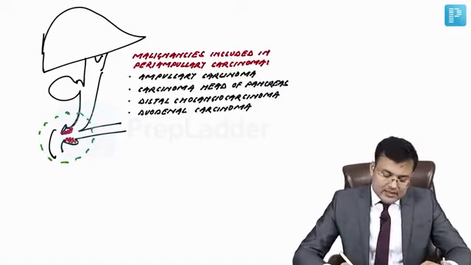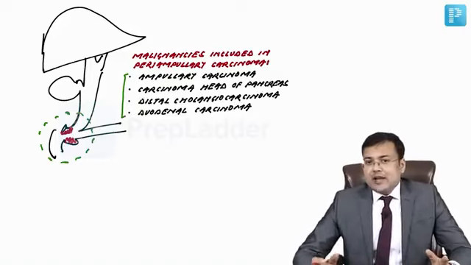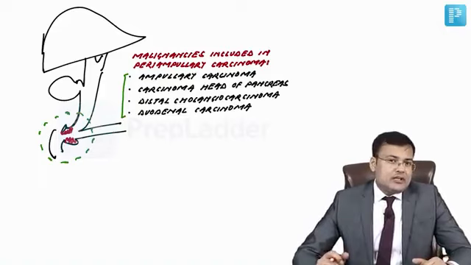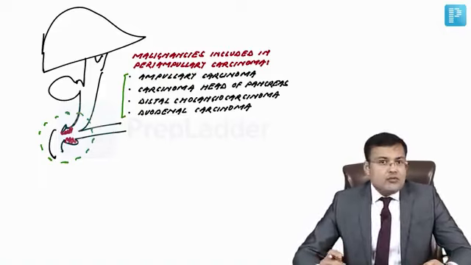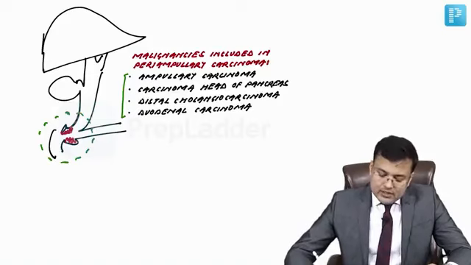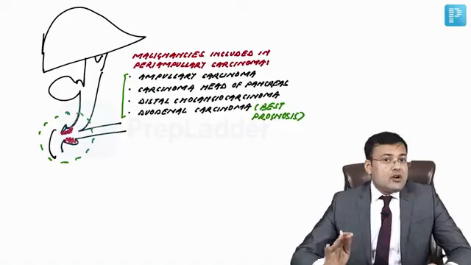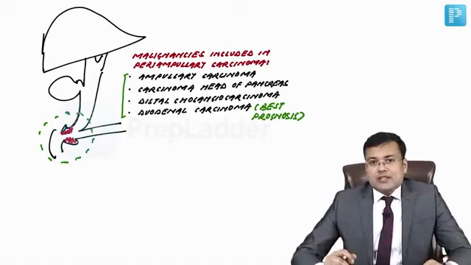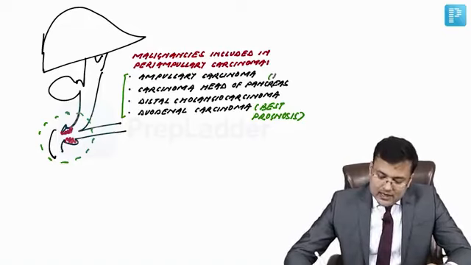There are 4 malignancies which are included. First is ampullary carcinoma, second is carcinoma head of pancreas, third is distal cholangiocarcinoma, and the fourth is duodenal carcinoma. Out of these, which one has the best prognosis? Duodenal carcinoma, because it's a type of intestinal malignancy. This has the best prognosis. Which one has the worst prognosis? Carcinoma head of pancreas has the worst prognosis.